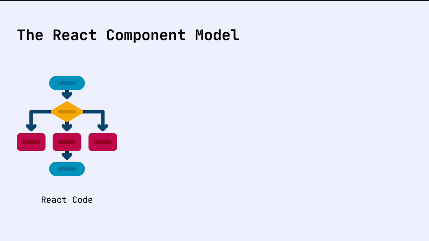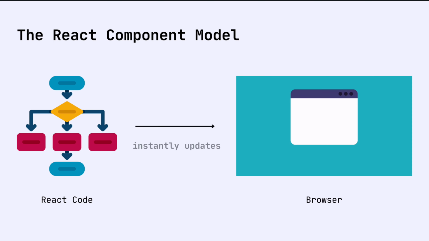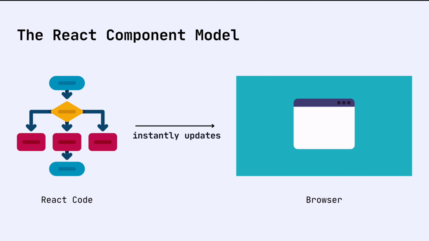At the core of React is a component model that you, as a JavaScript developer, create and update. As updates are made to the component model in JavaScript, the user's browser is instantly updated. Let me explain what I mean by that with a simple to-do list manager React app.